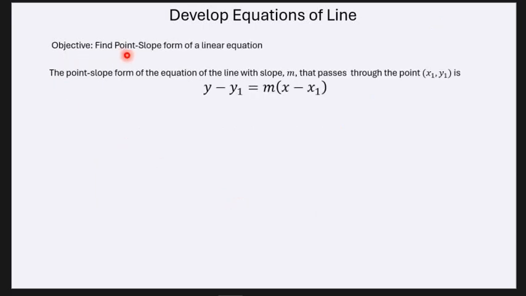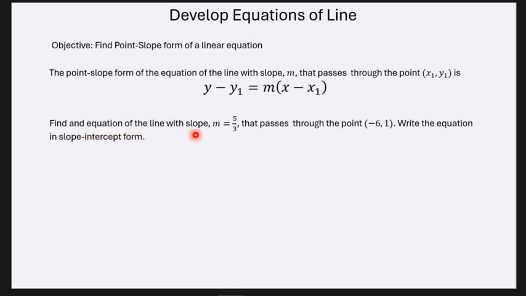So the next objective is to find the point slope form of a linear equation. The point slope form of the equation of the line with slope m that passes through the point x1, y1 is given by y minus y1 equals m times x minus x1. Let's use that in an example. Find an equation of the line with slope m equals 5/3 that passes through the point negative 6, 1. Write the equation in slope-intercept form.